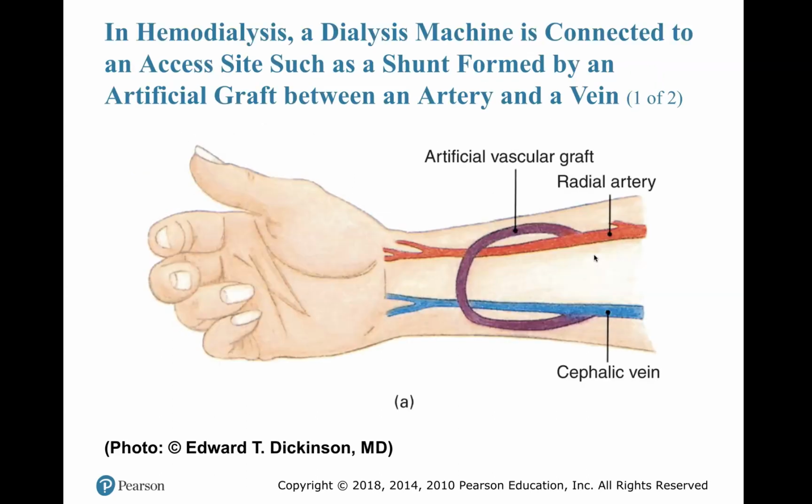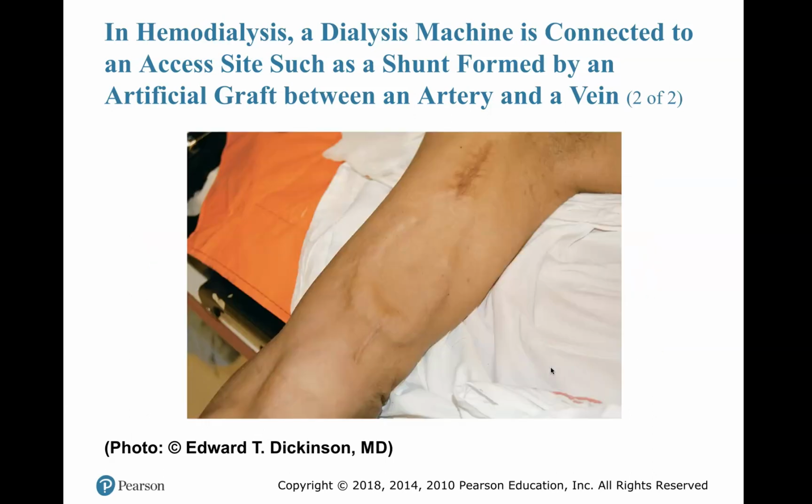Okay, in hemodialysis, a dialysis machine is connected to the access site, such as a shunt, formed by an artificial graft between an artery and a vein. And here we go. Here's an artificial vascular graft. They can go here. They can go in the upper arm. Just depends on, I guess, where the doctor wanted to have it placed. And there's a real picture of it. These things are plastic, and if they bleed, you can't pinch them off like an artery, so you have to do your best to stop the bleeding and get them to the hospital.